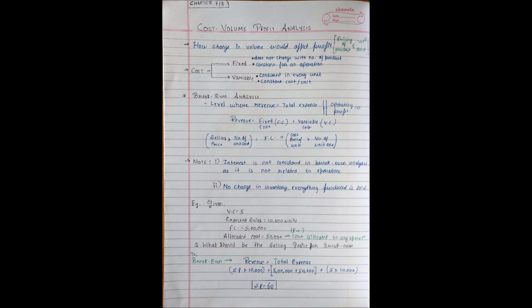One example: given the variable cost is 5, the expected sales is 10,000 units, the fixed cost is 5 lakhs, the allocated cost is 50,000. It is also a kind of fixed cost. So what should be the selling price for break even? Total revenue is equal to total expense. Revenue will be equal to selling price into number of units is equal to fixed cost, that is 5 lakhs plus 50,000, plus the variable cost. So that is 5 into number of units expected sales. By solving this, we get the selling price.